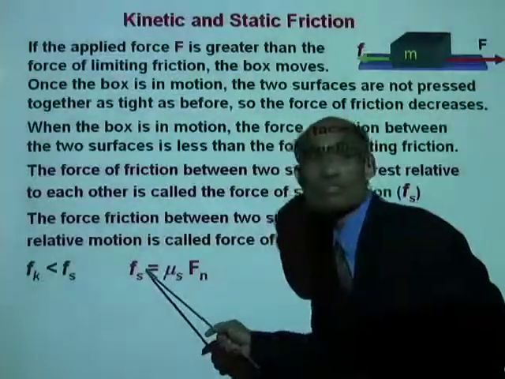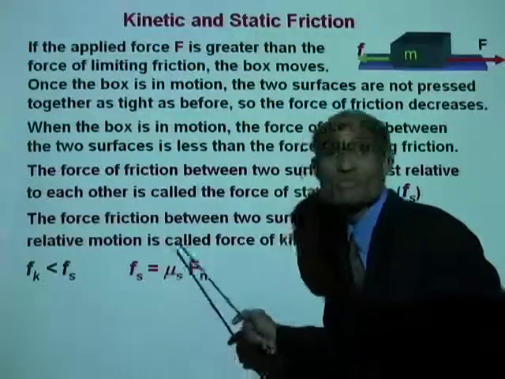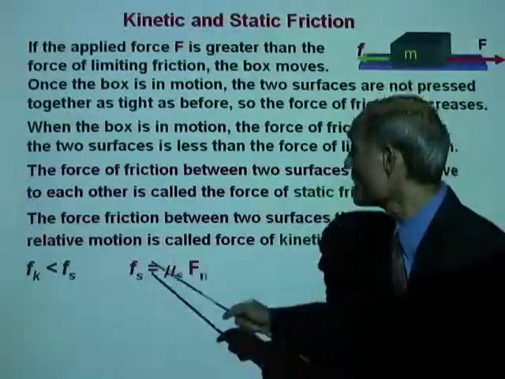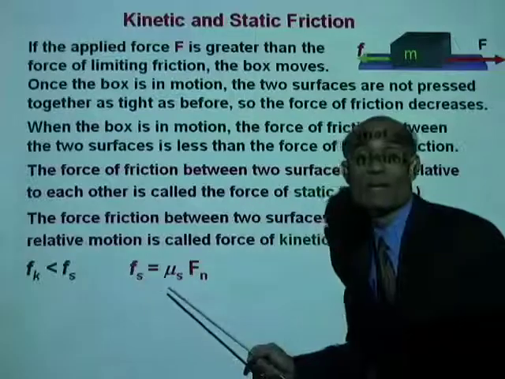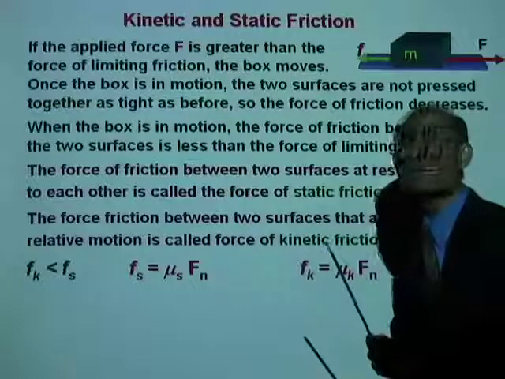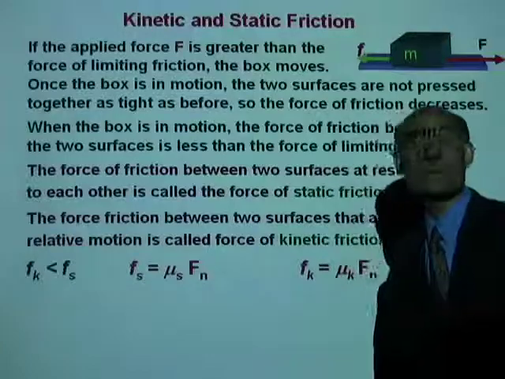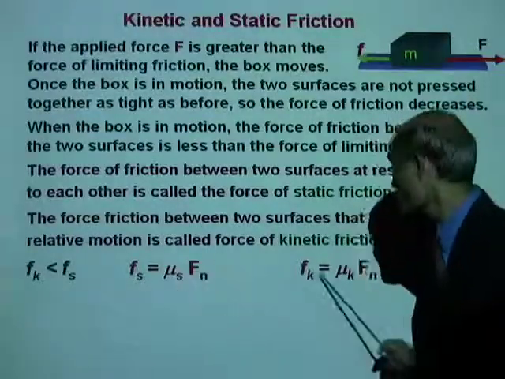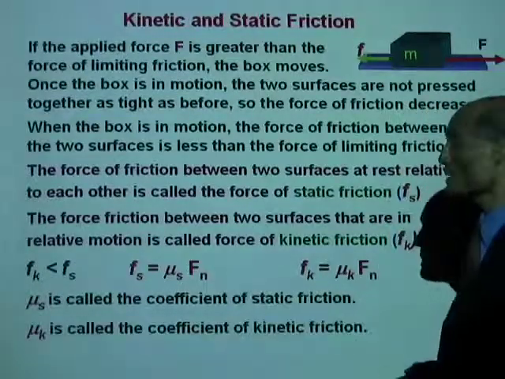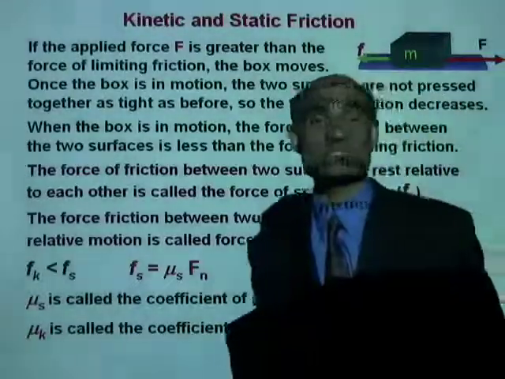And Fs can be written as mu s times Fn, is that right? Where mu s is called the coefficient of static friction. And what will be the equation then for Fk? Fk will be mu k Fn, where mu k is the coefficient of kinetic friction. Now, which of these is greater? Mu s is greater than mu k, or mu k is less than mu s. Mu k is less than mu s.